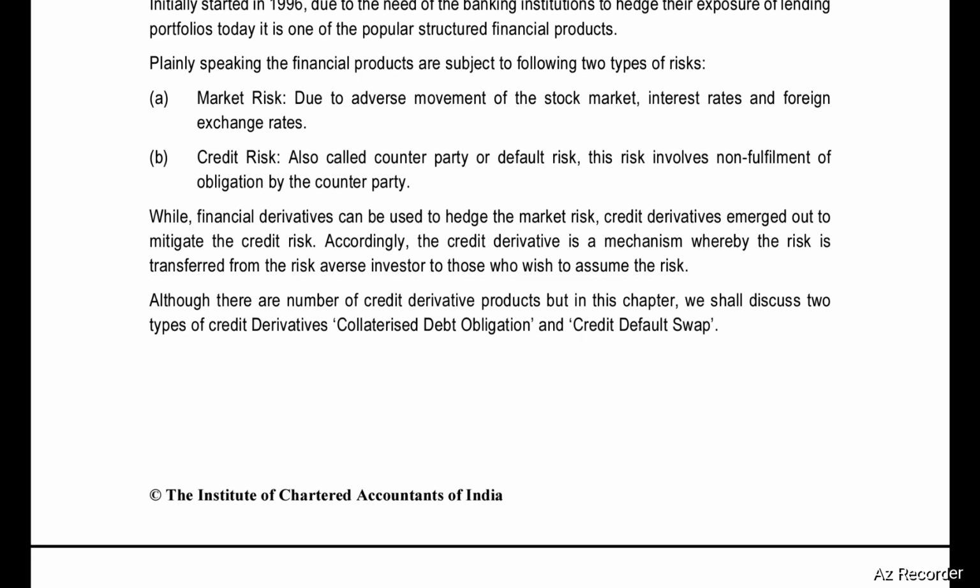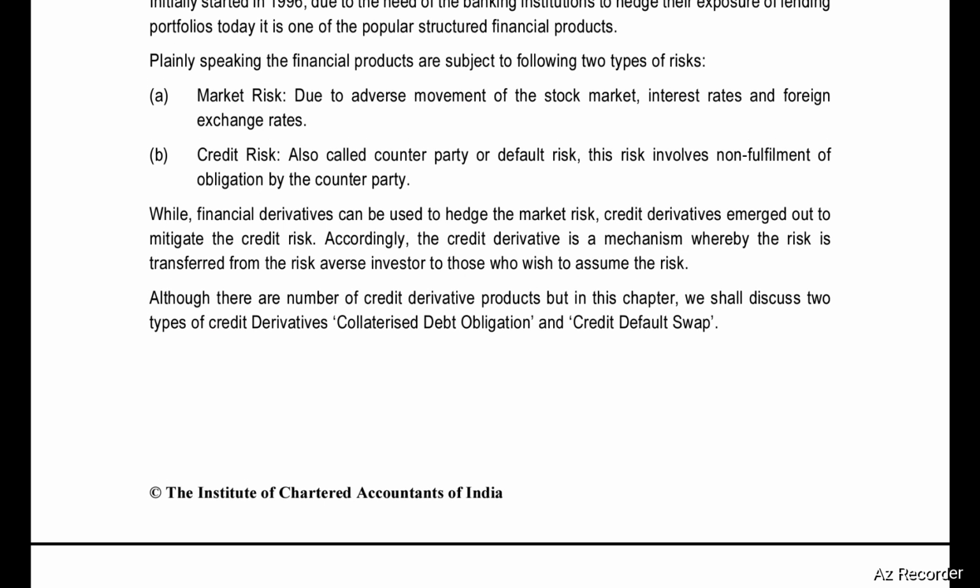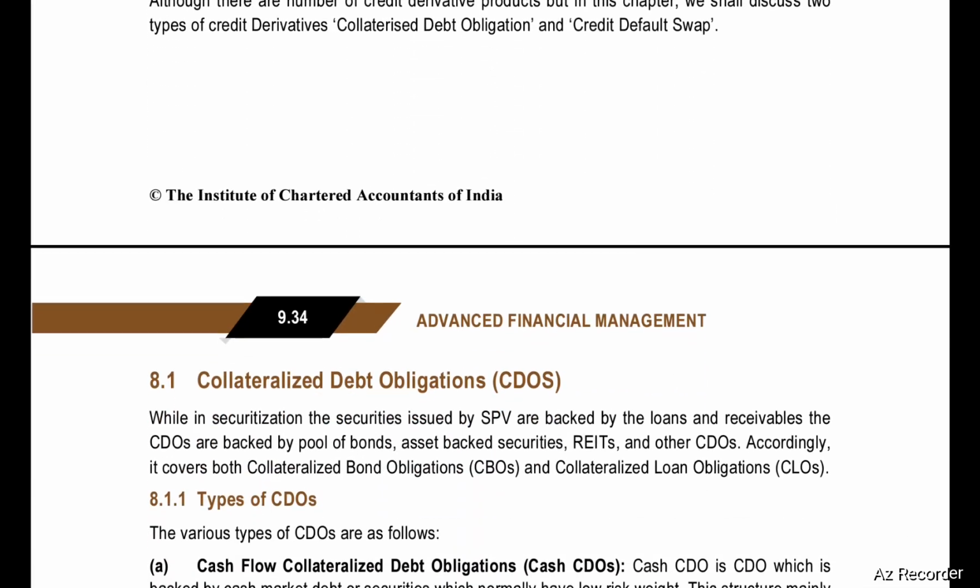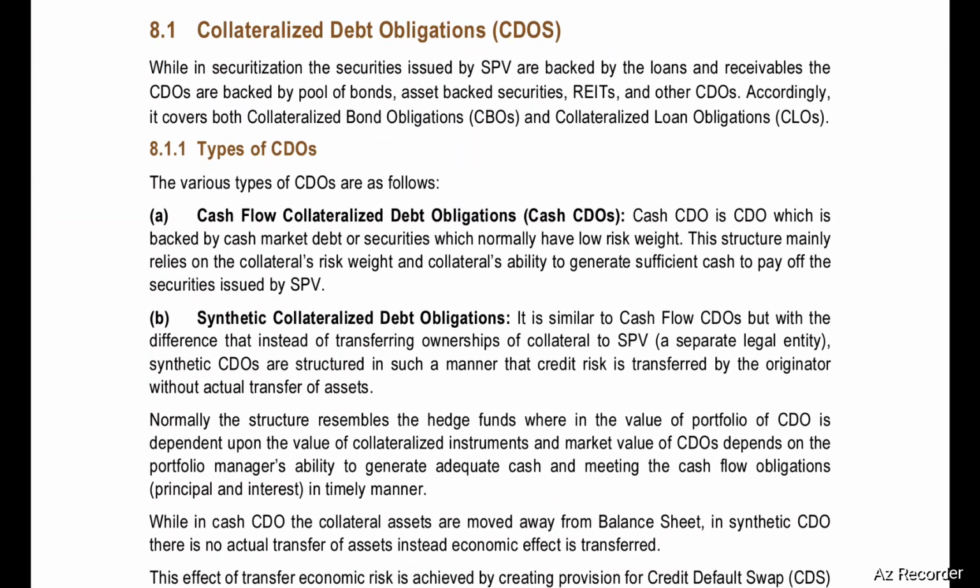While financial derivatives can be used to hedge the market risk, credit derivatives emerged out to mitigate the credit risk. Accordingly, the credit derivative is a mechanism whereby the risk is transferred from a risk-averse investor to those who wish to assume the risk. Although there are a number of credit derivative products, in this chapter we will discuss two types of derivatives: collateralized debt obligation and credit default swap. First one, collateralized debt obligations, CDOs.